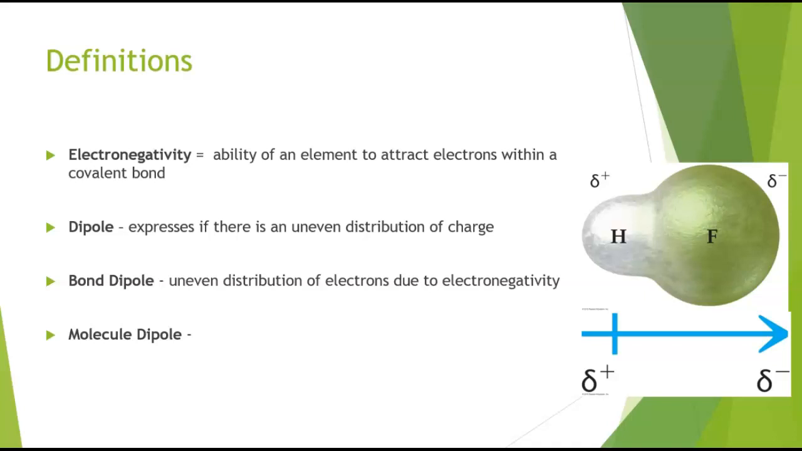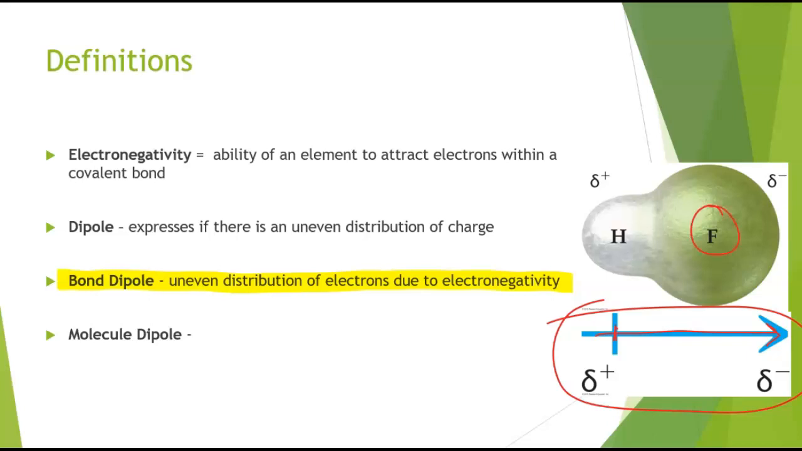So we've already defined electronegativity and dipole. Now we're going to take a look and define bond dipole. This is the uneven distribution of electrons in a bond due to differences in electronegativity. Whenever we draw this, our dipole is drawn with an arrow that looks kind of like a positive sign, pointing to where the electrons are going. Fluorine has a greater electronegativity, so it's going to hog the electrons more.